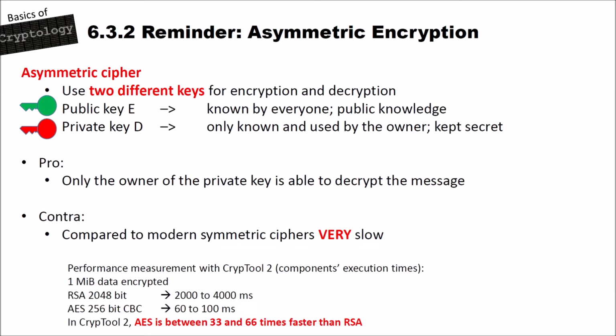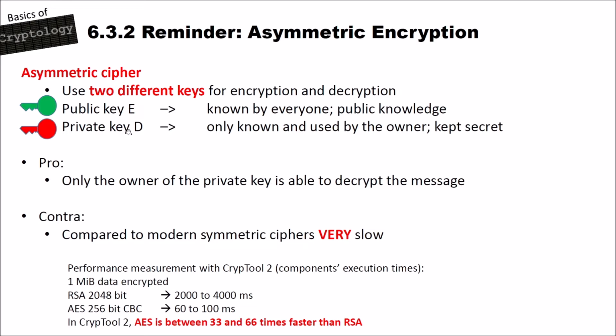Now let's have a look at a reminder of asymmetric encryption. As you also probably know from our previous videos, asymmetric ciphers use 2 different keys, that's why we call them asymmetric, for encryption and decryption. For instance, with RSA, we have a public key E that is known by everyone, that is public knowledge. So everyone can encrypt a message for us using our public key. And then we have a private key that only the owner of the key pair E and D has.